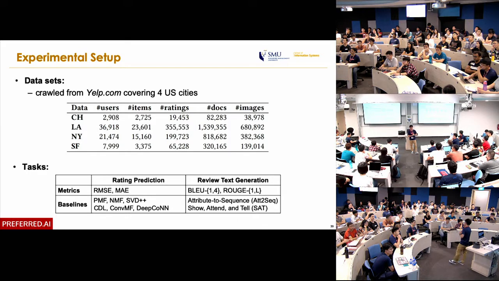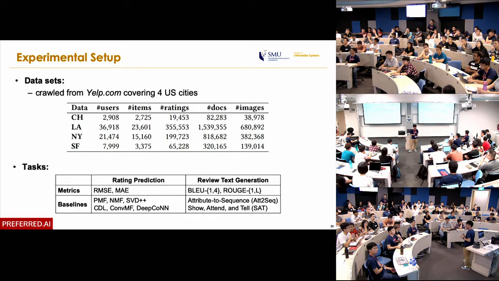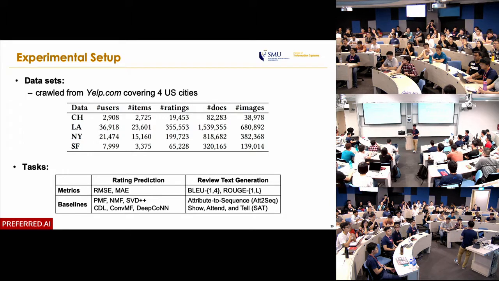First we collect data from Yelp.com, which is one of the famous food recommendation and review websites. We draw the data from 4 cities: Chicago, Los Angeles, New York, and San Francisco. The data set is quite big. We use Venom to draw the data. We have 2 tasks to care about here: first is rating prediction, and second is review text generation.